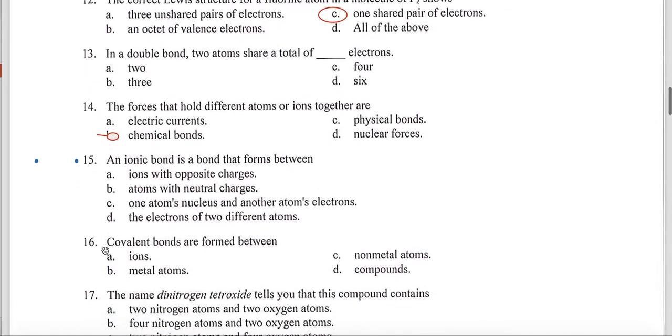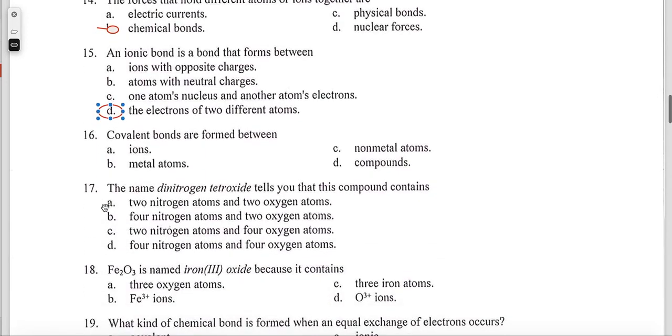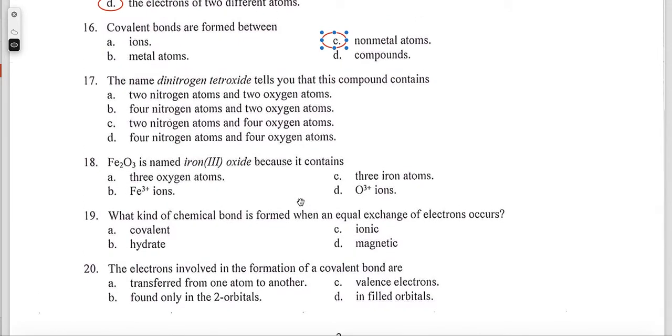Okay, number 15 here. An ionic bond is a bond that forms between, letter D, electrons of 2 different atoms. Okay, a covalent bond is formed between non-metals. Non-metals are going to be our covalent. Okay, the name dinitrogen tetraoxide tells you that it contains 2 nitrogens and 4 oxygens. So that's going to be letter C.